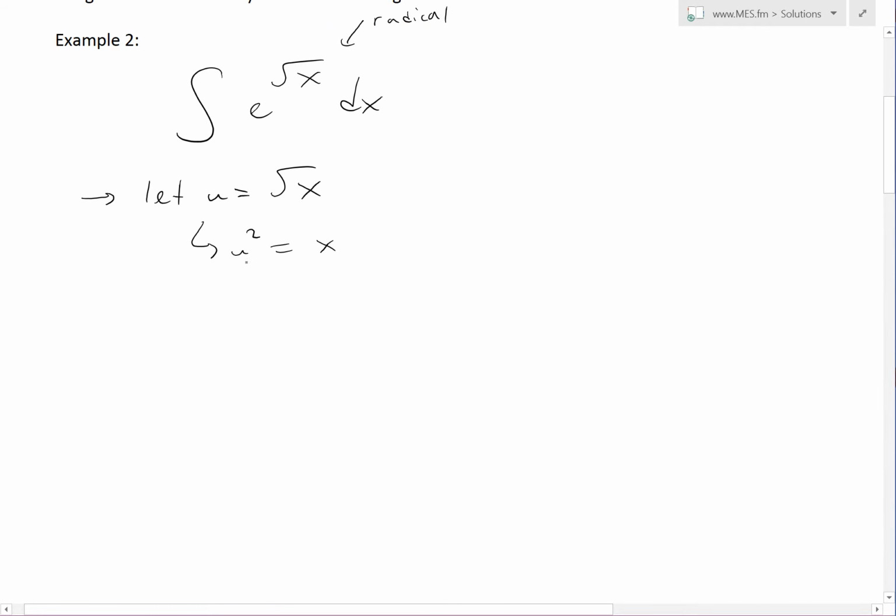Now we take the derivative using implicit differentiation, so this becomes 2u du, and this equals dx. Now we can combine these together. This would equal the integral of e to the u, and now dx is going to equal 2u du. So we'll have a 2u and then du. I'll just move this 2 outside. So now what we have is 2 times the integral of u times e to the power of u.